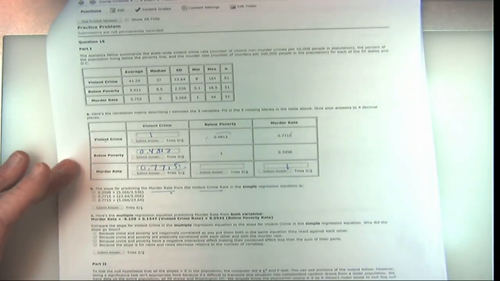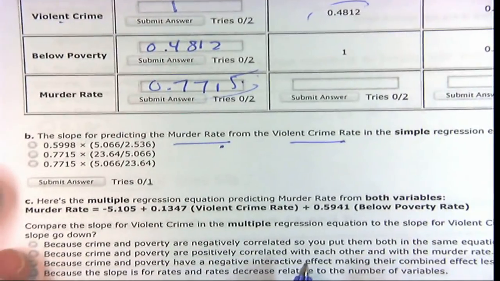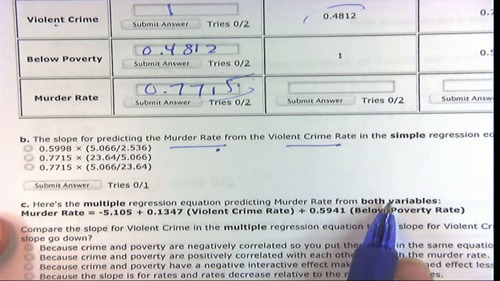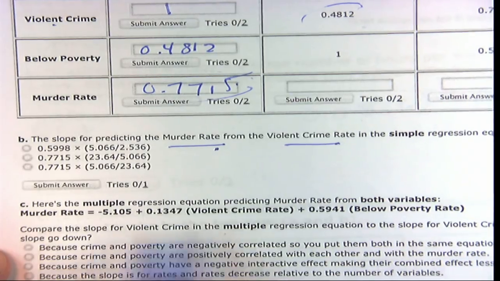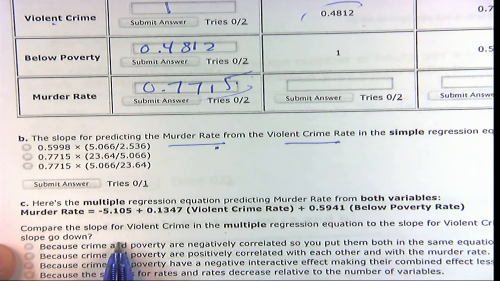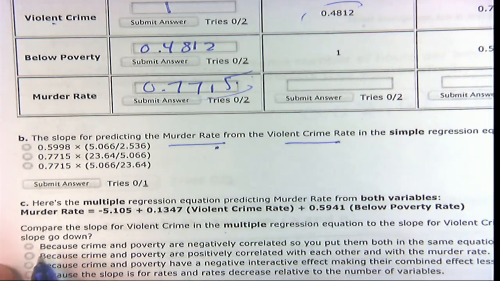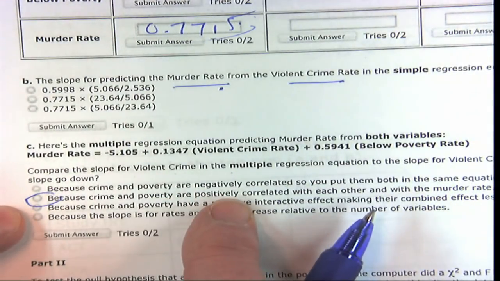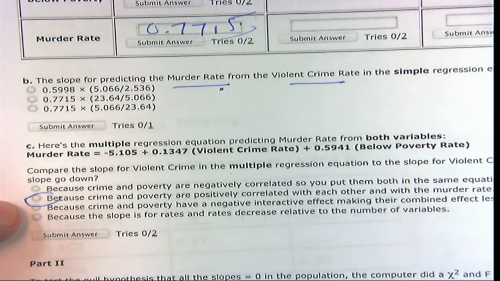Let's see if I can zoom in so you can actually see this. Whoa. And this is going to be the same. It's not randomized. So let's see. All right, let's read it together. Here's the multiple regression. Compare the slope for violent crime in the multiple to the slope in the simple. Why did the slope go down in the multiple? It's because they're all positively correlated with each other. We talked about this a lot. It's going to go down in the multiple regression. It'll be stronger in the simple.